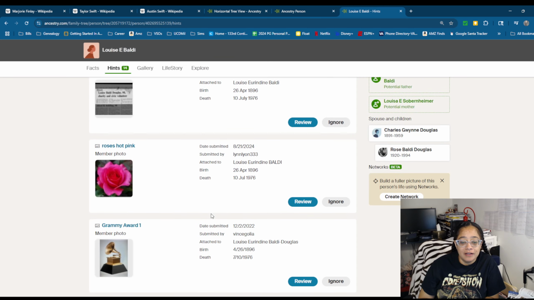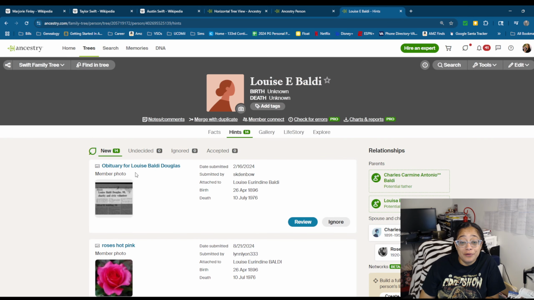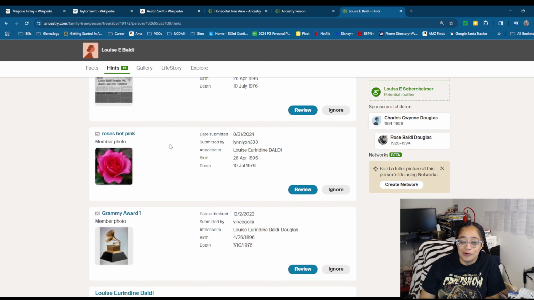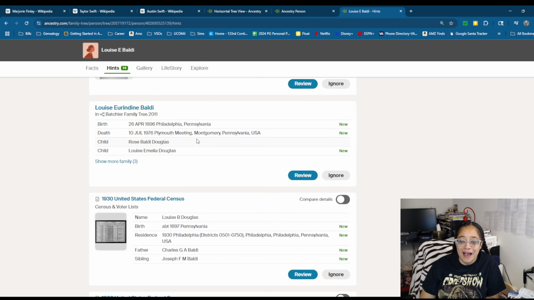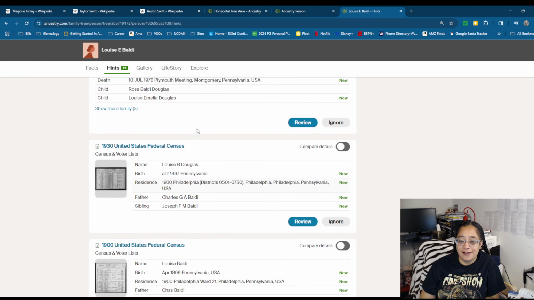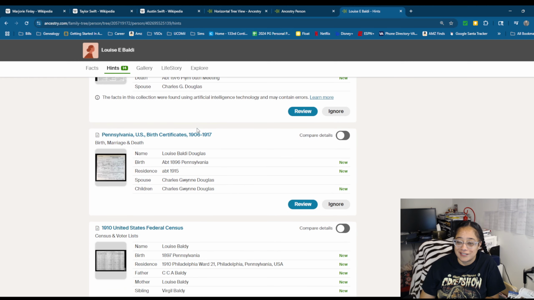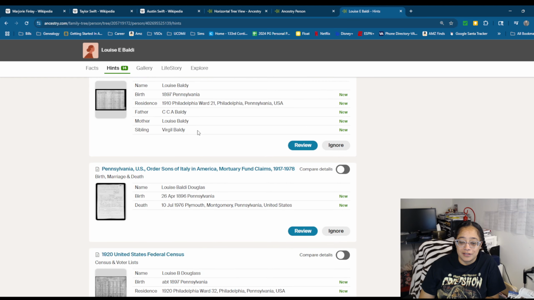Okay. Again, this stuff is cute, but to me, it just clutters up a tree, right? So I'm not hitting ignore on anything right now, but I would normally hit ignore on that because it bothers me to see it. It has no bearing on what is actually true about this individual.